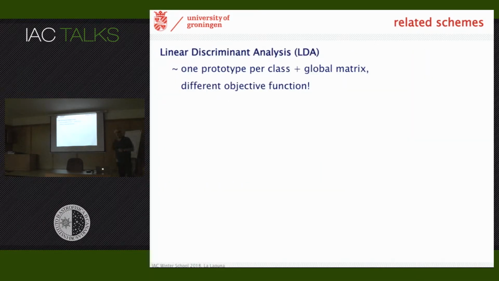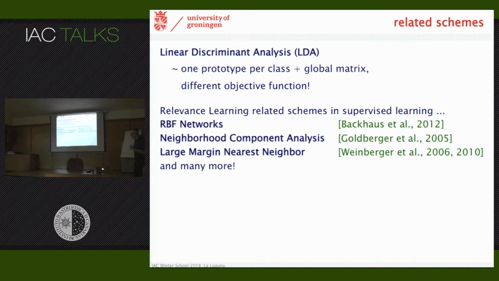Related schemes. GMLVQ is not alone, of course. There are many schemes that do similar things. LDA, linear discriminant analysis, has a similar structure, yet it's very different. It's a different objective function, and the matrices that appear there go back to essentially the Gaussian mixture idea, and they're not adaptive in the same way as the relevance matrix is.